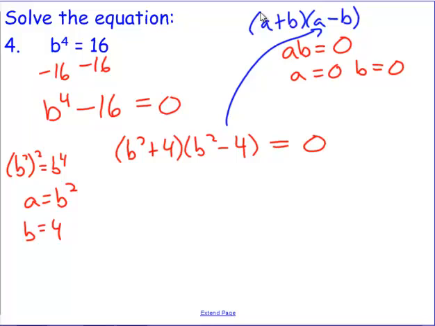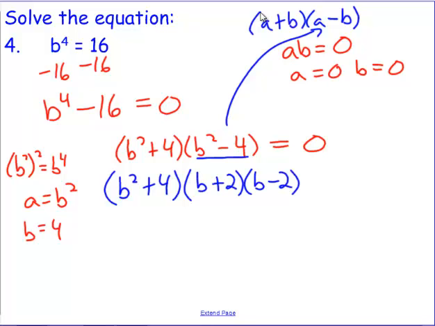Notice, if I ask you to factor this completely, you have another difference of squares here. B squared plus 4, that's as good as it gets. But b squared minus 4 can actually be factored twice. And so I have b squared plus 4 here, but now I have a difference of squares again, and this would become b plus 2 times b minus 2, and that's all still set equal to 0.